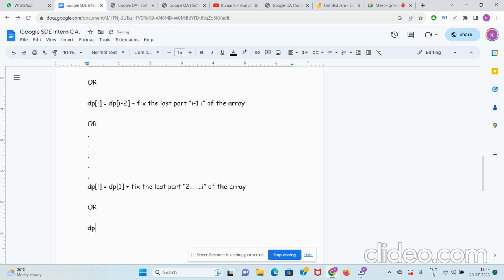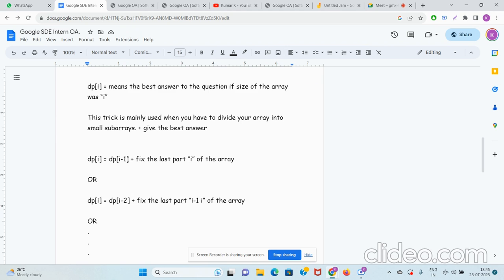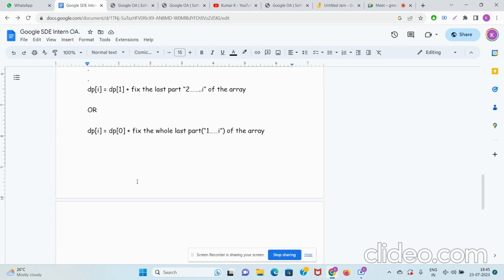Next thing we have to do is, the last possibility is what? The last possibility is dp of 0, which is 0 only, basically dp of 0 plus fix the whole last part. You fix the whole last part from 1 to i, and this is your one single partition of the array. Always remember, this is called the dp partition trick. dp of i generally means the best answer to your question till index i, and these are the possibilities. The maximum of all these will be your answer.